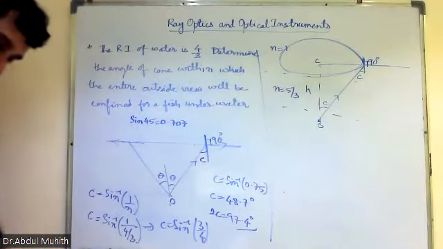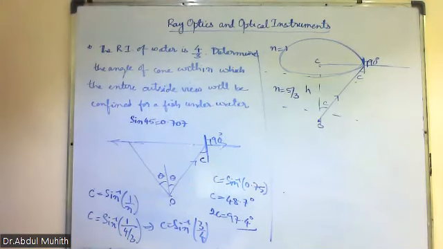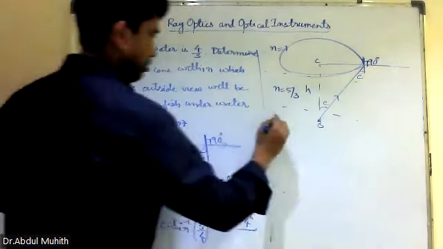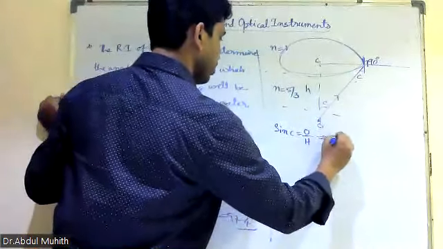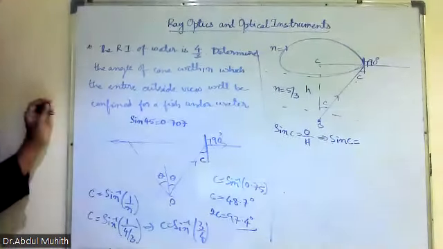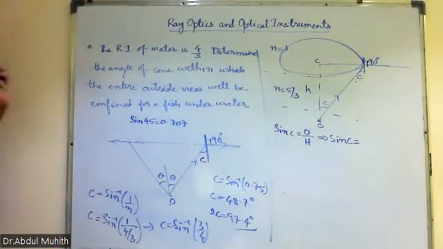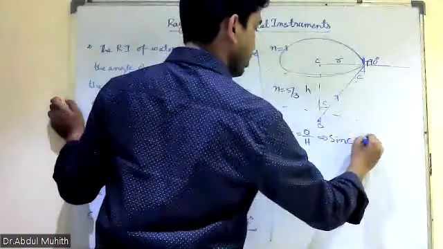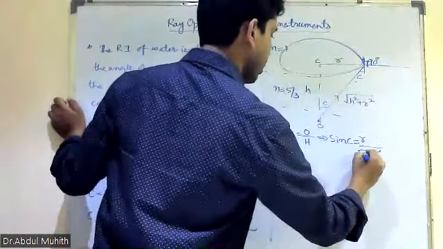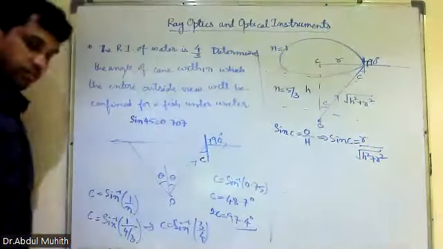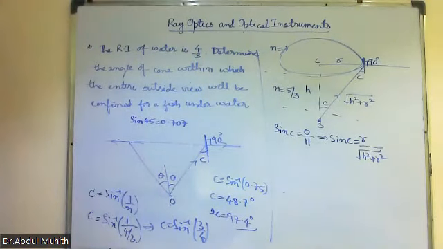Now, C is the critical angle, H is the height. So we have triangle OSA, a right angle triangle. So sine C is equal to opposite side divided by hypotenuse. Opposite side is the radius R, and the hypotenuse will become under root of H square plus R square. Sine C will be equal to R divided by under root of H square plus R square.